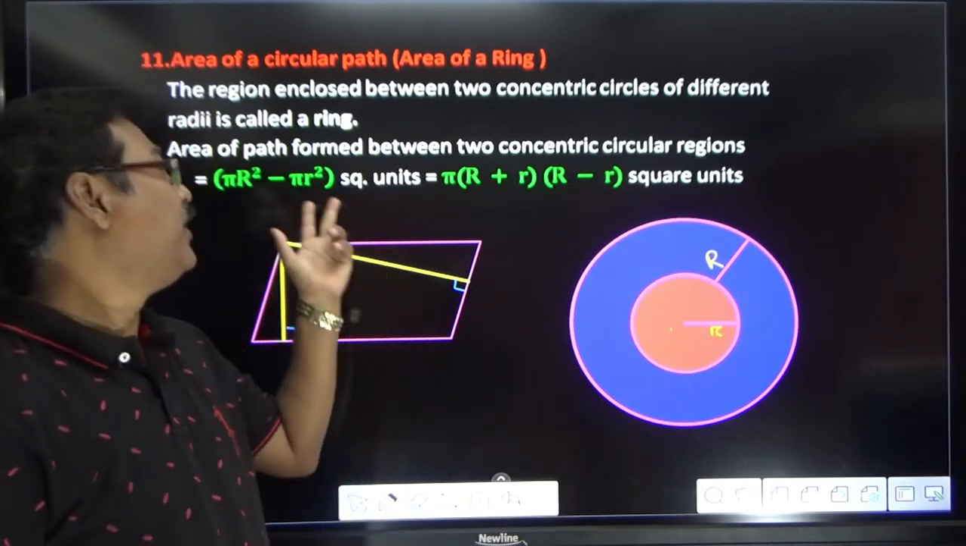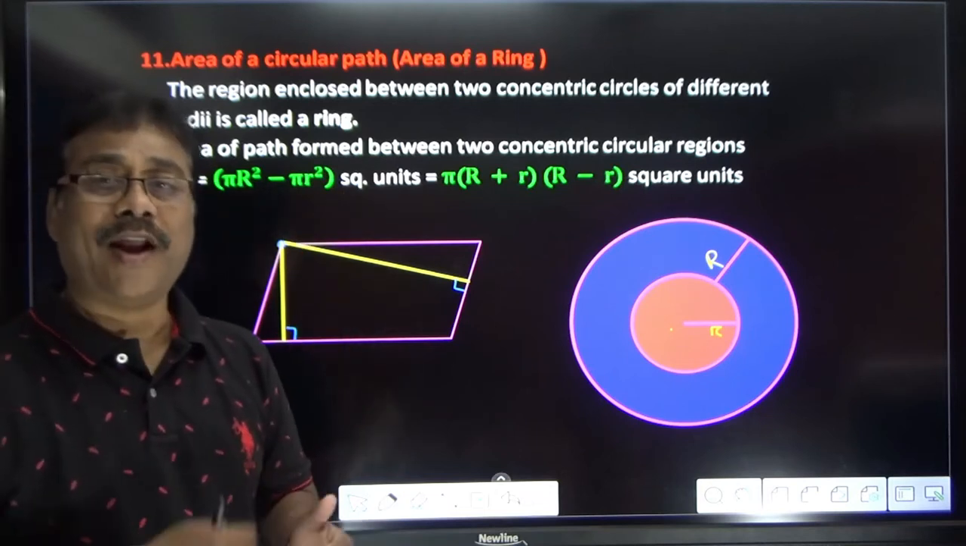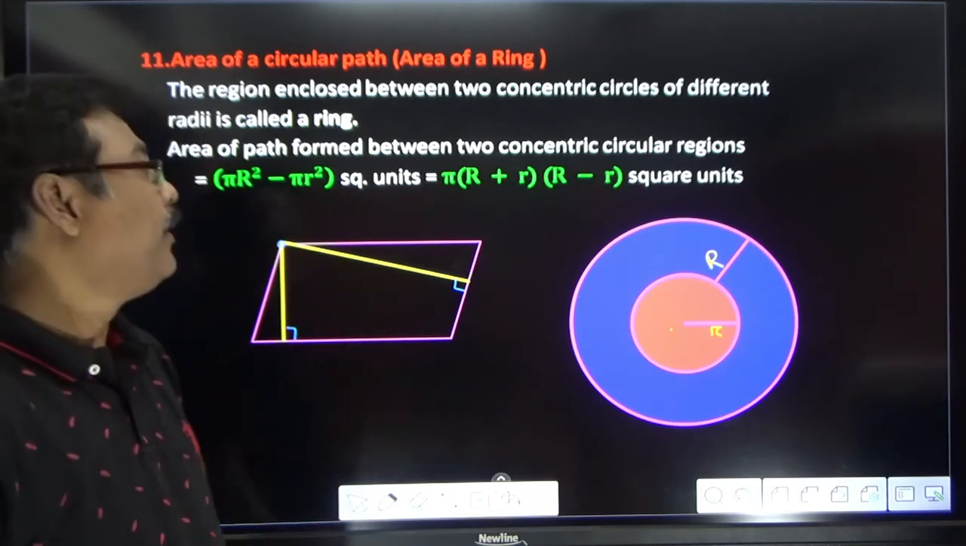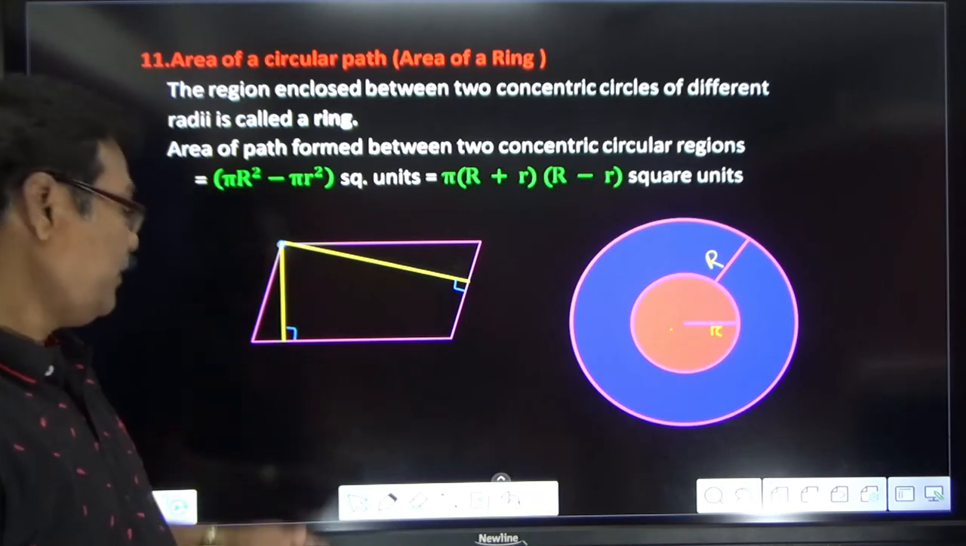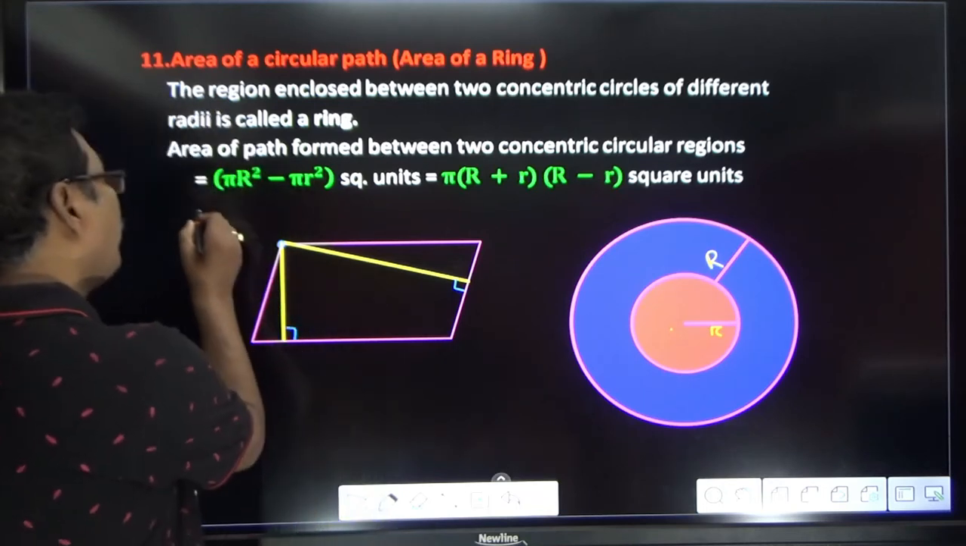Because it is area, in square units, I have to write the unit. Alright now, okay. From this, I will take pi common. If I take pi common, what will I get?